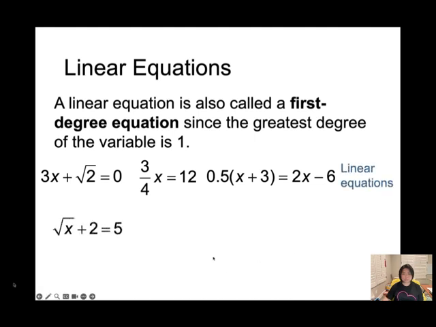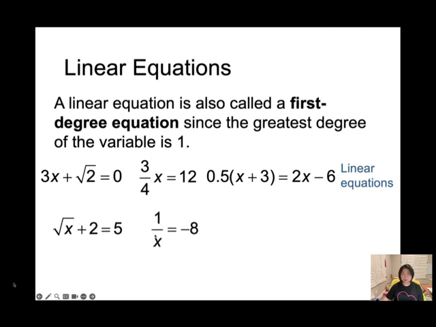Okay, look at this example. Square root of x. Think about it. Is it first degree? No, right? Remember from the previous sessions, we learned that square root of x, we could rewrite as x to the power of 1/2. So the degree is not equal to 1, so this is not a linear equation.